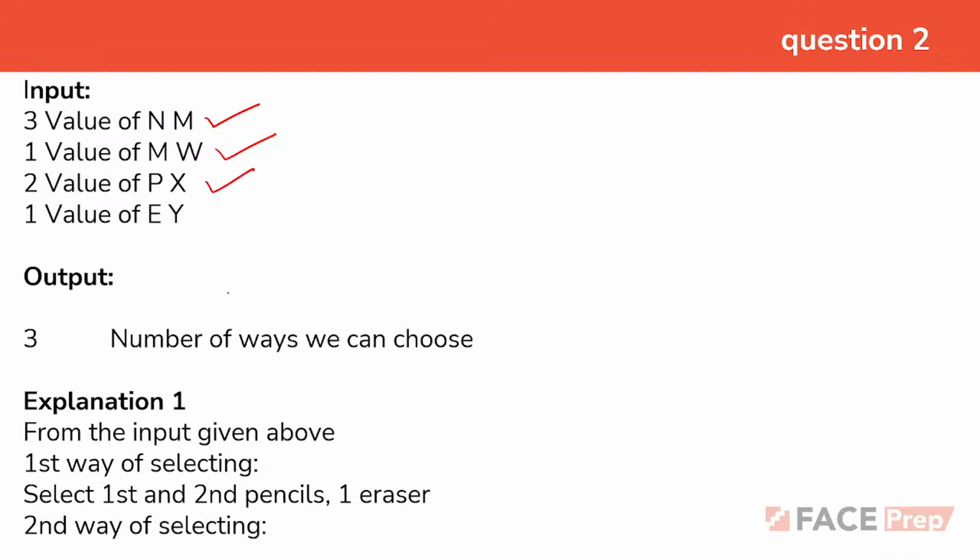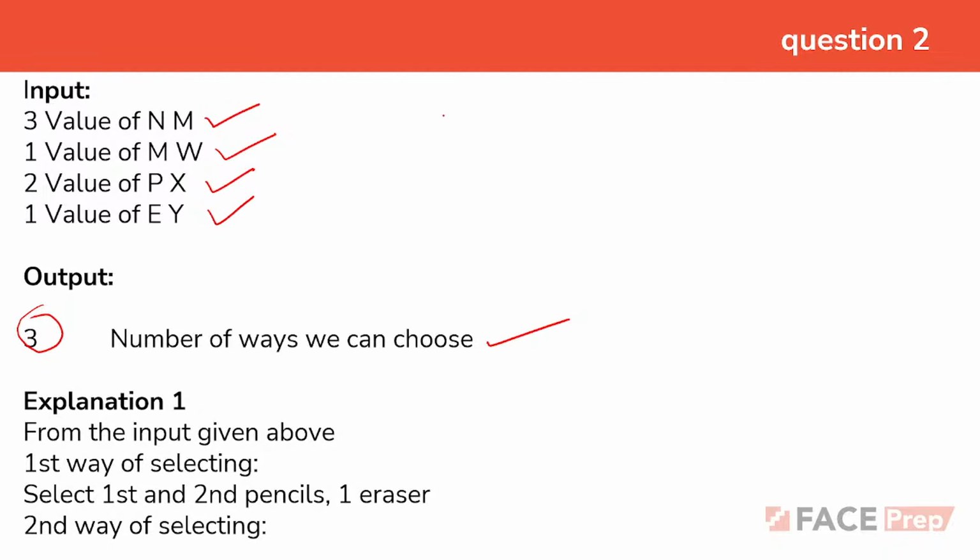The next line we have P. P mentions that the boy can buy only P number of pencils. And next we have E. E means you can buy E number of erasers from the shop. In the output, it prints 3. That is the number of ways we can choose. The number of ways is what we need to find out.